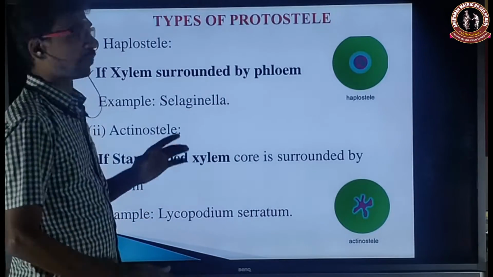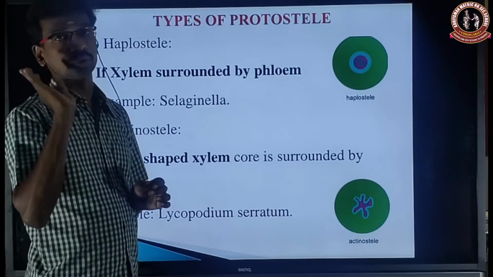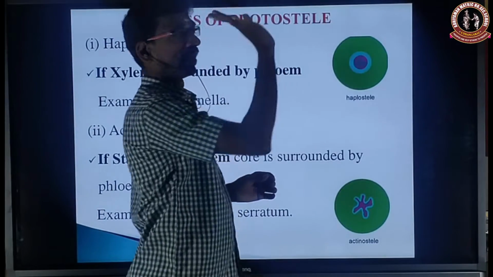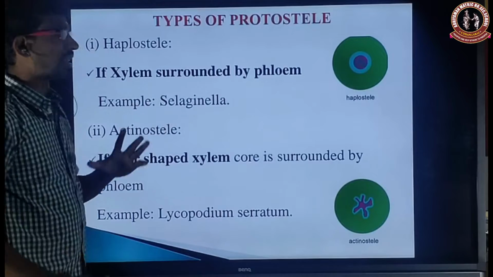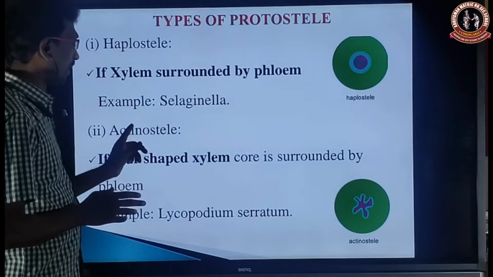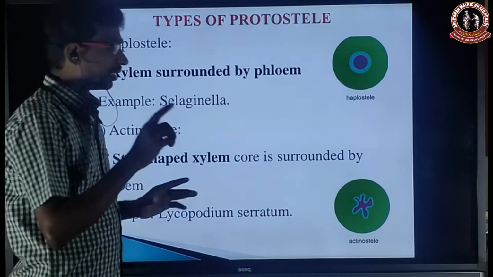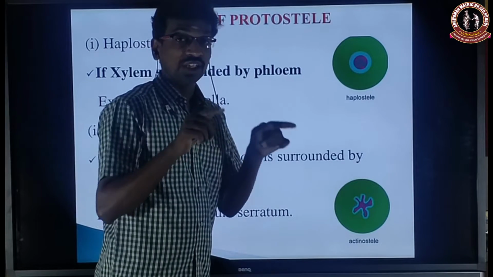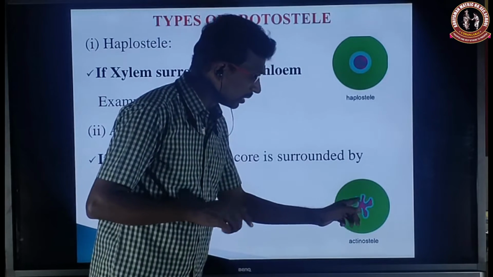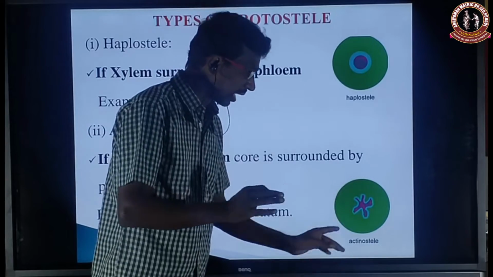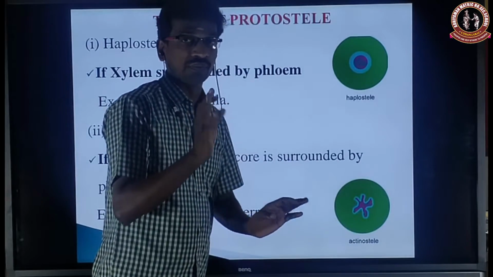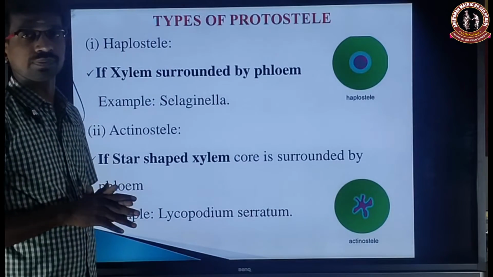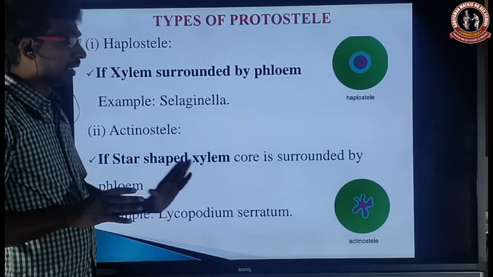So the first one is haplostele. It resembles a protostele. The center xylem is surrounded by phloem. Example, Selaginella. And actinostele. Here the xylem is star-shaped. The pink color indicates the xylem, and the blue color indicates the phloem. Star-shaped xylem is surrounded by phloem. Example, Lycopodium serratum.